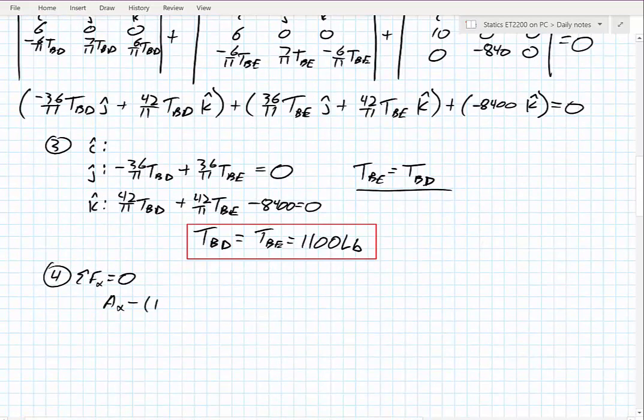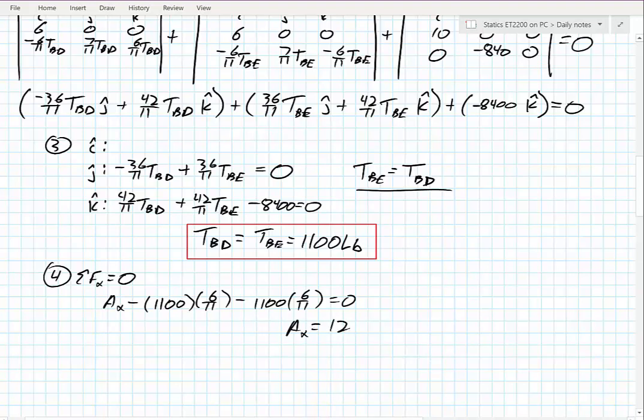So I'm going to put in their values. So I have minus this 1100 times 6/11, and that's true for both cables. So I'm going to have the exact same thing again. Set the whole thing equal to 0, and I get a reaction at A in the X direction of 1200 pounds.